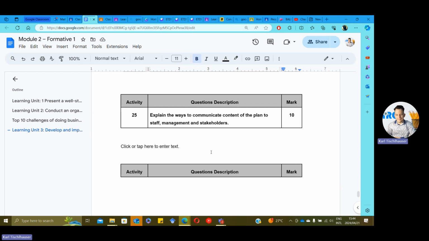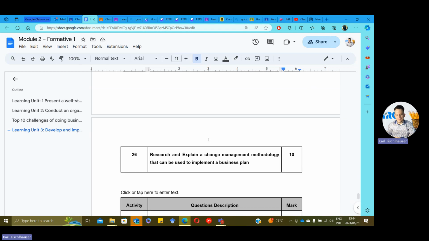Okay, 25 says explain the ways to communicate content of a plan to staff, management, and stakeholders. My apologies. So remember, now we've developed the plan, we need to communicate it. This is quite simple. How would you communicate anything? There are many different ways you can communicate this plan. Are you going to share it via email? Are you going to have a meeting? Are you going to present it via PowerPoint? How do you want to present it? Tell me what kind of approach you think would be best to present a business plan?